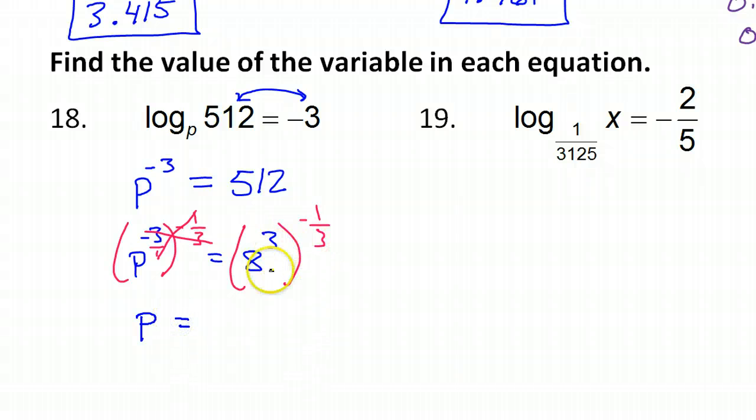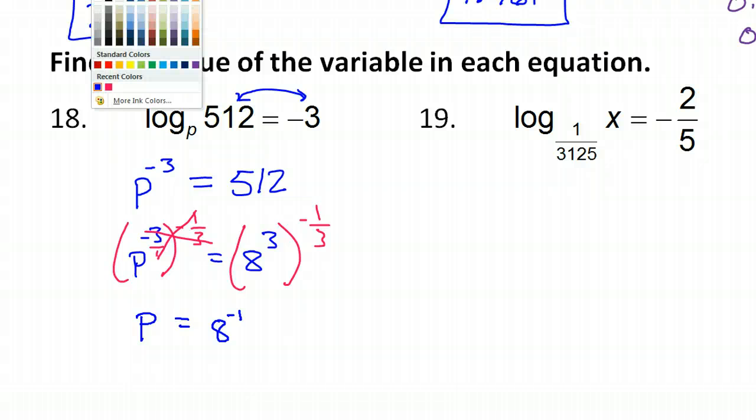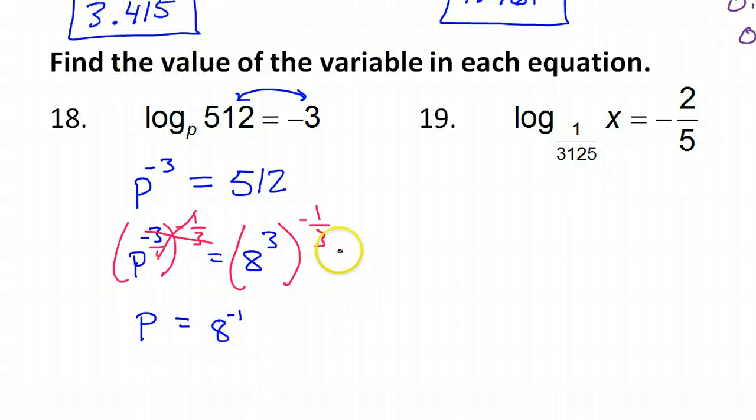Now over here, I'm just going to have 8 to the negative 1 power, because basically these 3's are going to cancel out. Now, if you're having any trouble seeing why it's negative 1, I'm going to show you the long way. This 3 is like having 3 over 1. So basically we have 3 over 1 times, excuse me, negative 1 over 3.